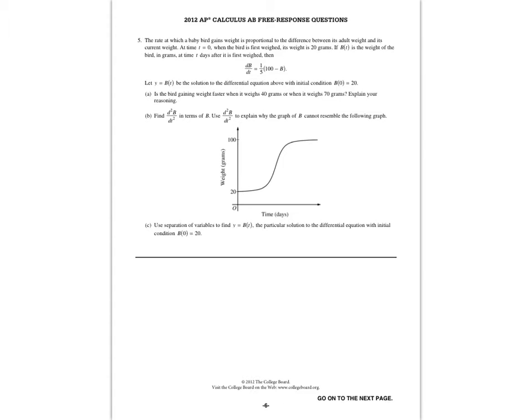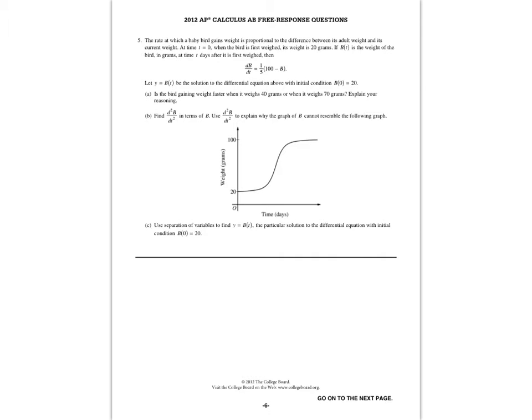If B of t is the weight of the bird in grams at time t days after it's first weighed, then you're given your rate of change for the weight of the bird with respect to time, dB/dt equals 1/5 times (100 minus B). Let y equal B of t be the solution to the differential equation above with initial condition B of 0 equals 20. Part A says, is the bird gaining weight faster when it weighs 40 grams or when it weighs 70 grams? Explain your reasoning.